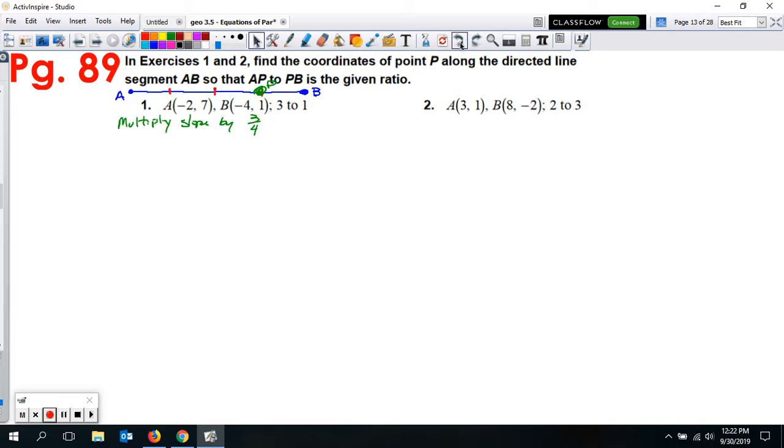So that means we want to multiply the slope number by 3/4. Essentially, that's what we need to do, in which we get our slope. So the next thing to do is find the slope.